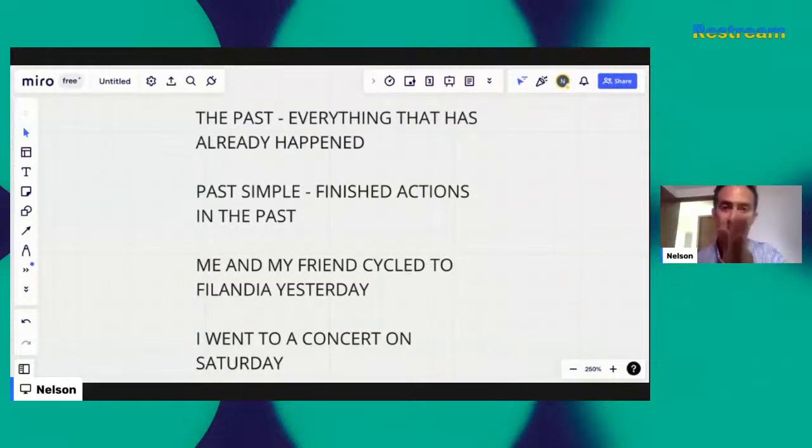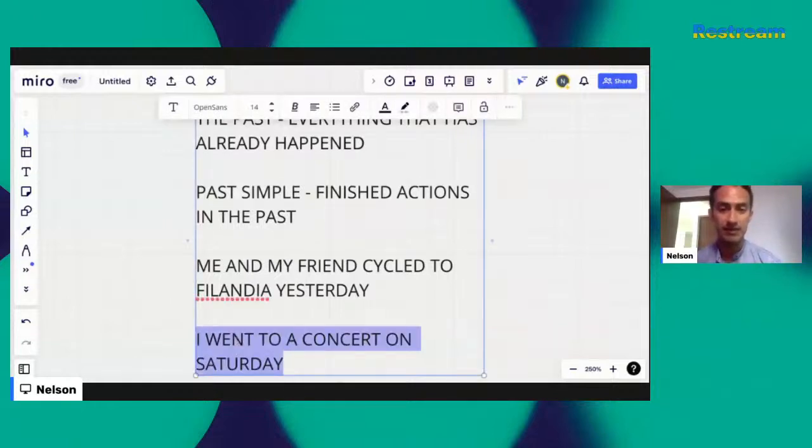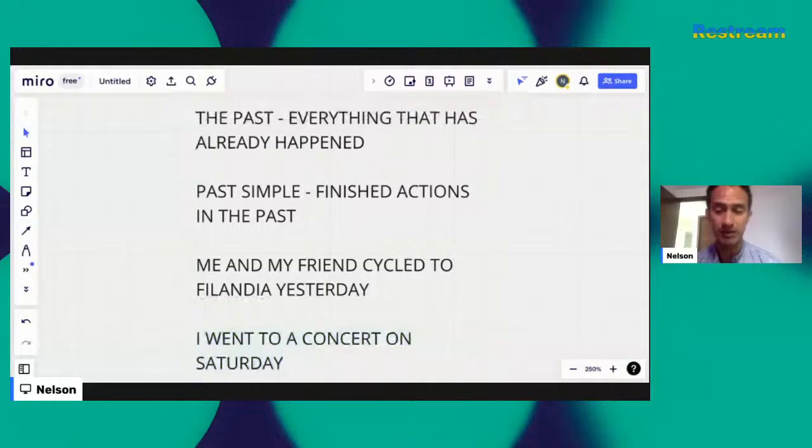These are actions that started in the past and finished in the past. So yesterday, I cycled with my friend. Started cycling, finished cycling, goodbye. And the same with the other example. I went to a concert with a friend. So the activity started, I went to the concert, the activity finished, it is in the past, it is not happening right now. It does not continue happening, it finishes.